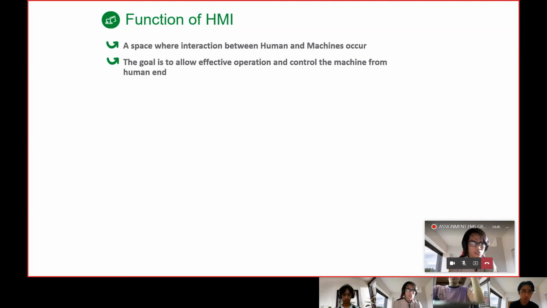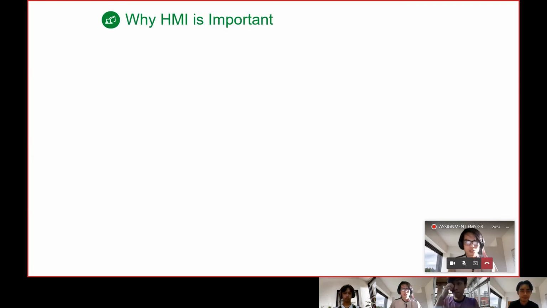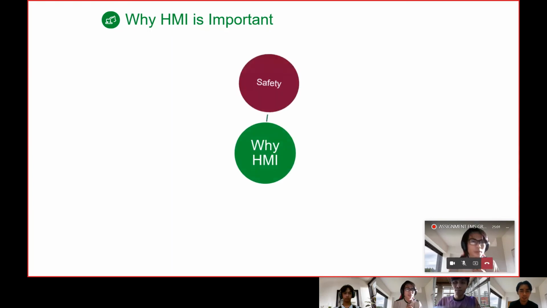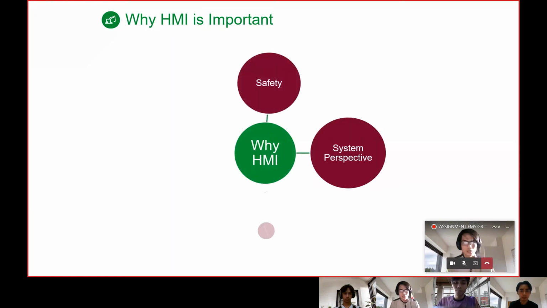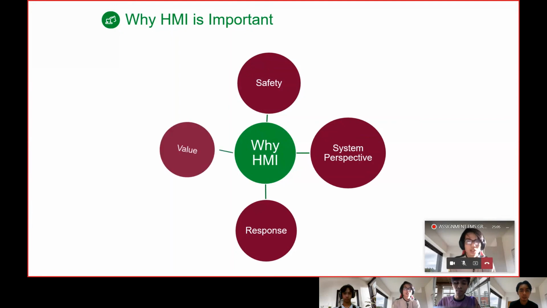HMI is a space where interaction between human and machine occurs. The goal is to allow efficient operation and control of the machine from the human end. Okay, next. For my last part, why HMI is important: it's for safety, system perspective, response, and value. Okay, next I will pass to Afiq Hazwan.